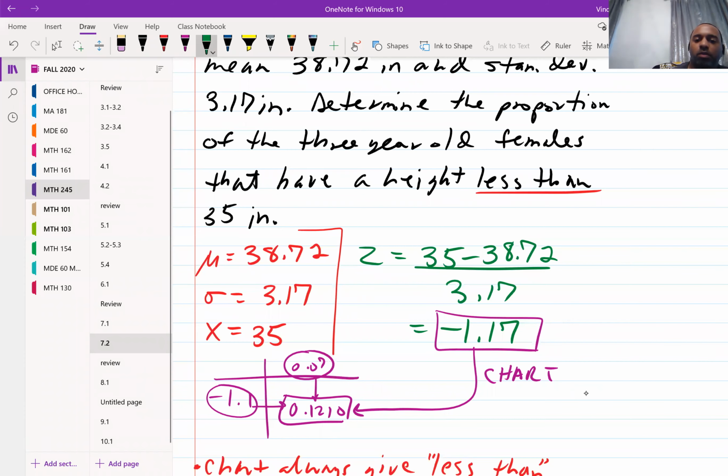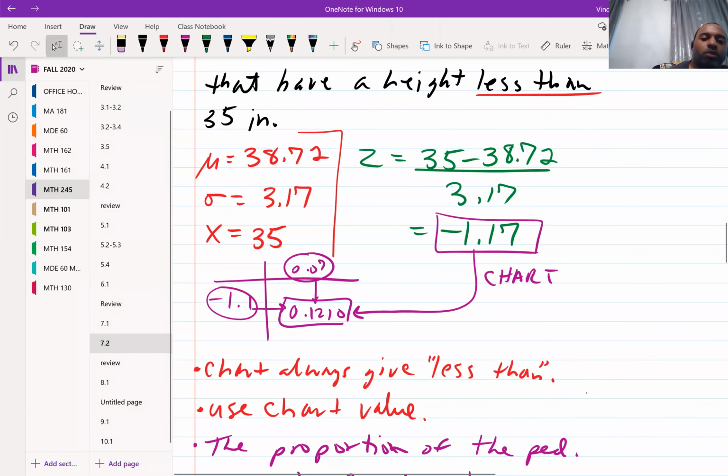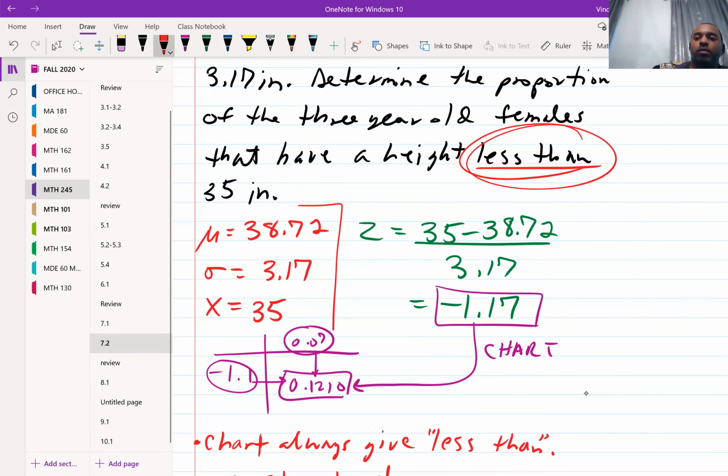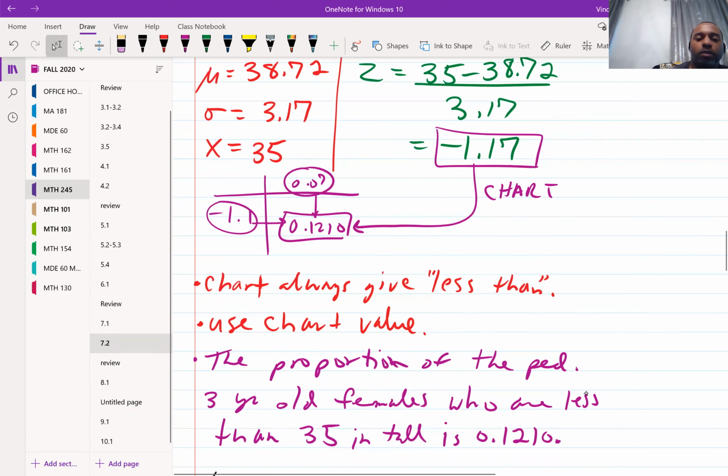And so that's what I have right here. The chart always gives less than. And so that means we're going to use the chart value because that's what it asked for, less than. So the proportion of the pediatrician 3-year-old females who are less than 35 inches tall is 0.1210. You could convert that to a percentage. You could have said 12.1%, by moving the decimal two places to the right, but that's all they asked of you, that 0.1210.